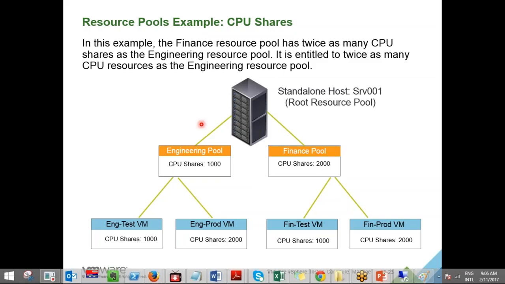Any questions on this slide? So here you will have a challenge. For the prod VM in engineering, you have 2000 CPU shares, but your engineering pool has CPU shares of only 1000. So in this scenario, you have to enable the option expandable reservation. Then it can access the CPU shares from your root resource pool.